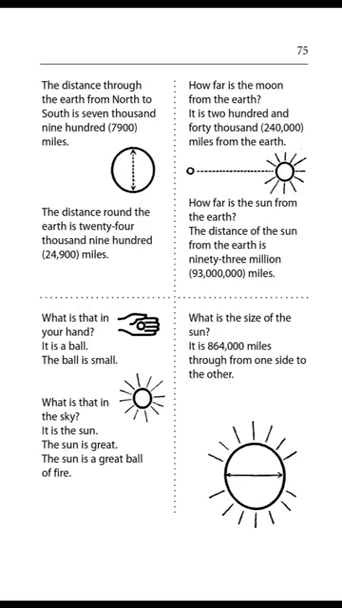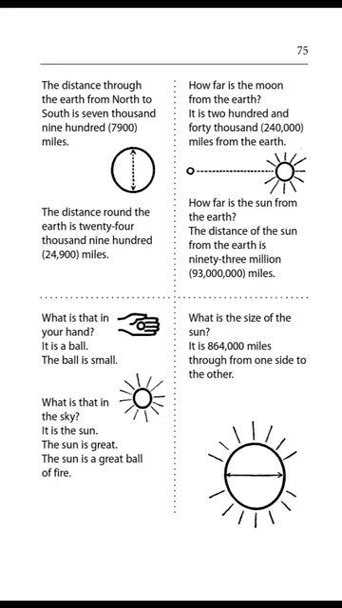Page 75. The distance through the Earth from north to south is 7,900 miles. The distance round the Earth is 24,900 miles. How far is the Moon from the Earth? It is 240,000 miles from the Earth. How far is the Sun from the Earth? The distance of the Sun from the Earth is 93 million miles.